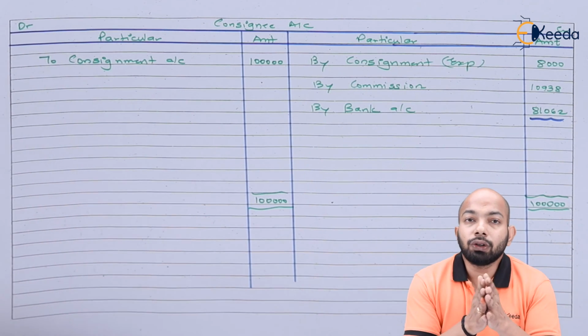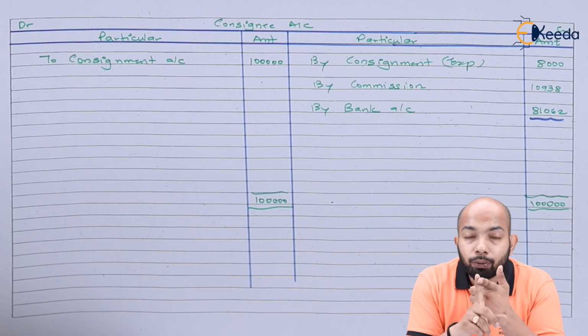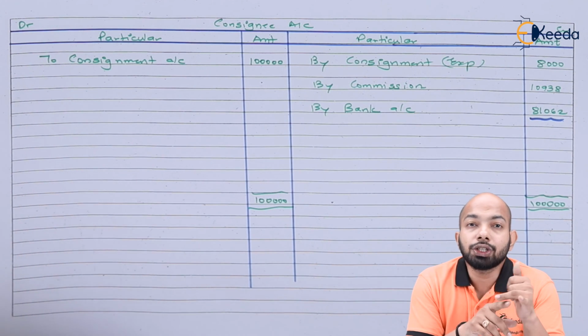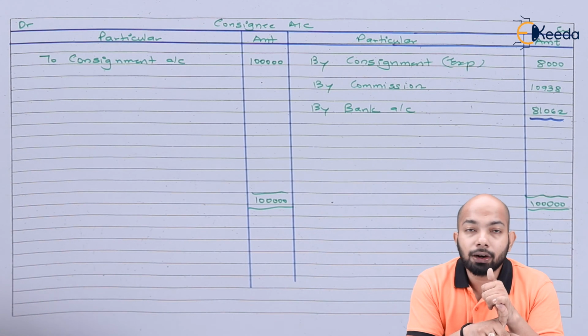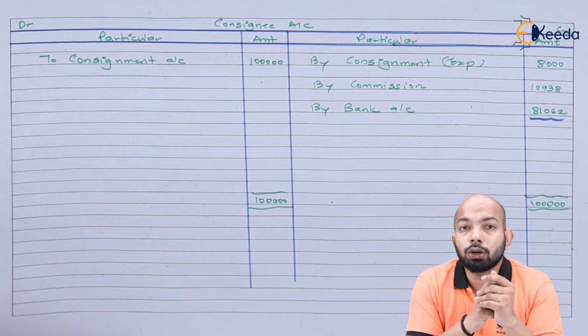So this is how you solve the comprehensive problem which is related to the consignment, which includes goods invoiced above the cost price, the abnormal loss calculation, and the inventory reserve also being a part of it. So I hope this video gave you clarity about how to go ahead with the calculation of such issues and such problems.